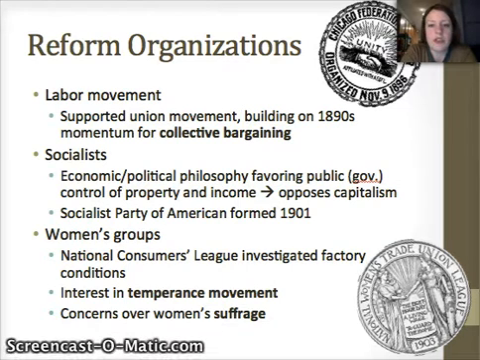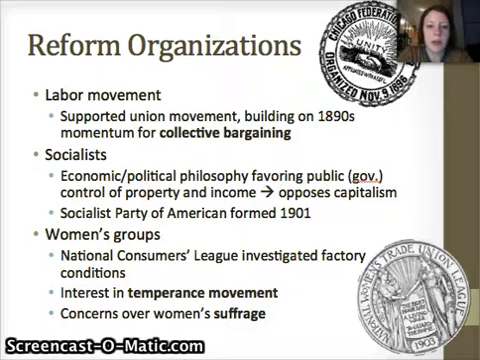The labor movement in general supports union activity and union movement, and it builds on a momentum that starts in the 1890s for workers to engage in what's called collective bargaining. So instead of making an individual contract with an employer, the employer has to make a contract with all the members of that union, which makes all that group of people much stronger as a whole than any one of them could be individually. We also see the growth of socialism and socialist organizations at this time.